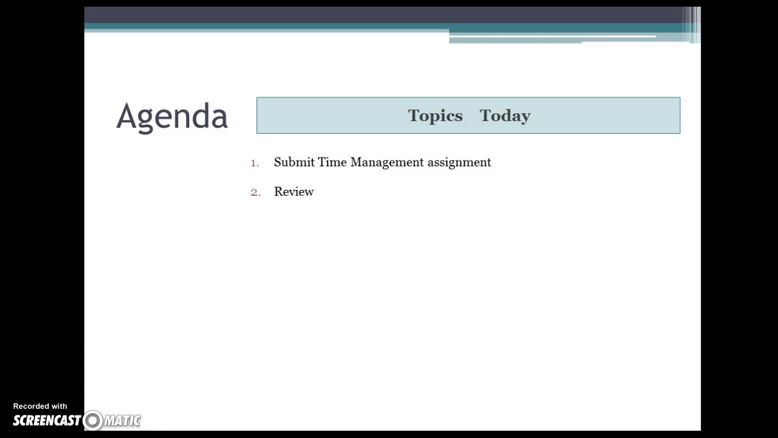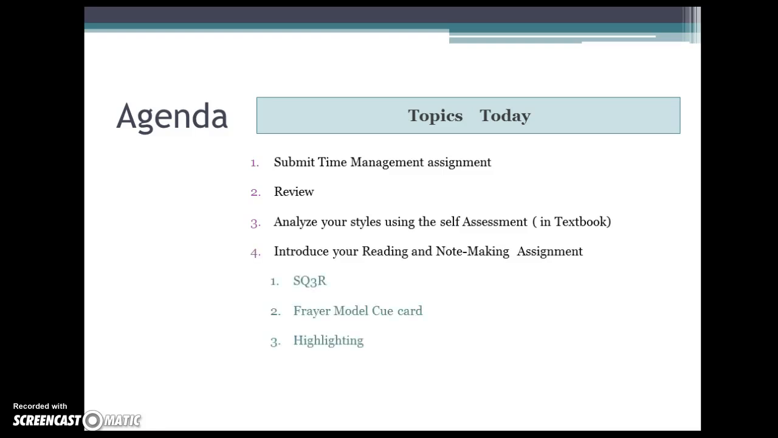I'm going to start with a tiny bit of review. Then there's a self-assessment in the textbook, and I'll show you what pages those are on. Then I'm going to introduce you to a reading and note-making strategy, I guess, that you'll be using for your reading and note-making assignment that's due after reading week. So I'll introduce you to 3 concepts that you'll be using for that assignment. And then we're going to explore the topic of automaticity.